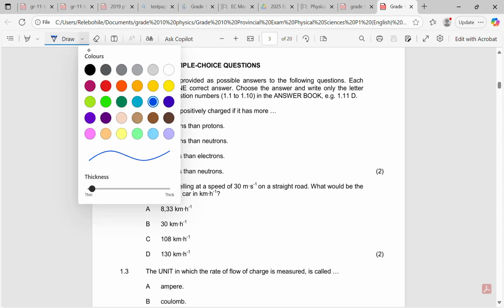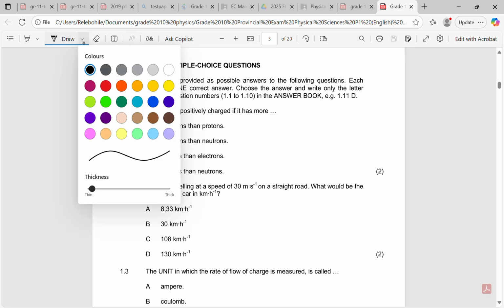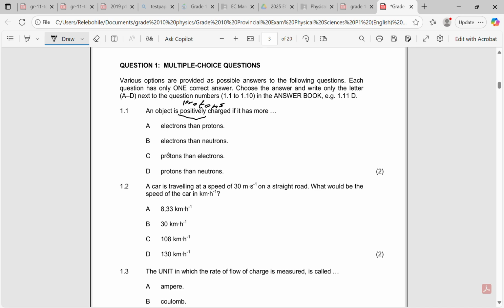So this is the question that we're going to first look at. It is our MCQ, multiple choice. Okay, so this is how it goes. Here we have various options and we have to choose the correct one. Now they say an object is positively charged if it has... obviously positive charges have to do with protons, right? So that's what we'll be looking at.